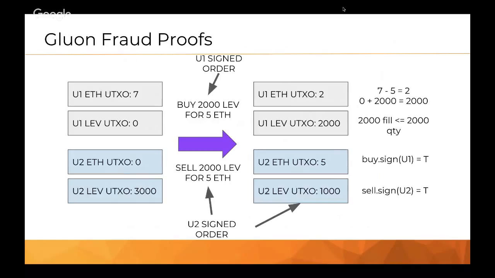As you can see on the right, the user had 7 ether, he spent 5 ether, he should have 2 ether left. This is very simple to check. Same thing with the LEV that he bought. He had 0, and now he bought 2,000, so he should have 2,000.